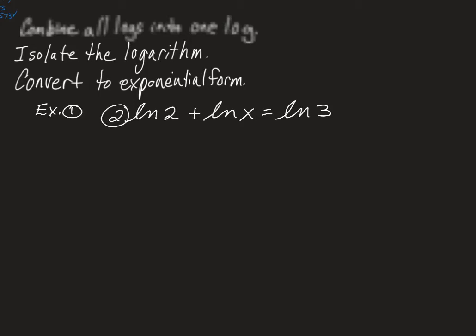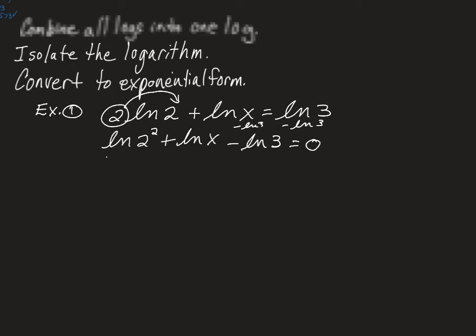I see I can take this 2 that's multiplied by the natural log of 2, I can bring it in as a power using the power rule. I have a plus natural log of x here. I want to combine all these logs, so I'm going to have to subtract the natural log of 3 from both sides. Therefore, I'm going to have the natural log of 2 squared plus the natural log of x minus the natural log of 3, and only 0 is left on the other side.